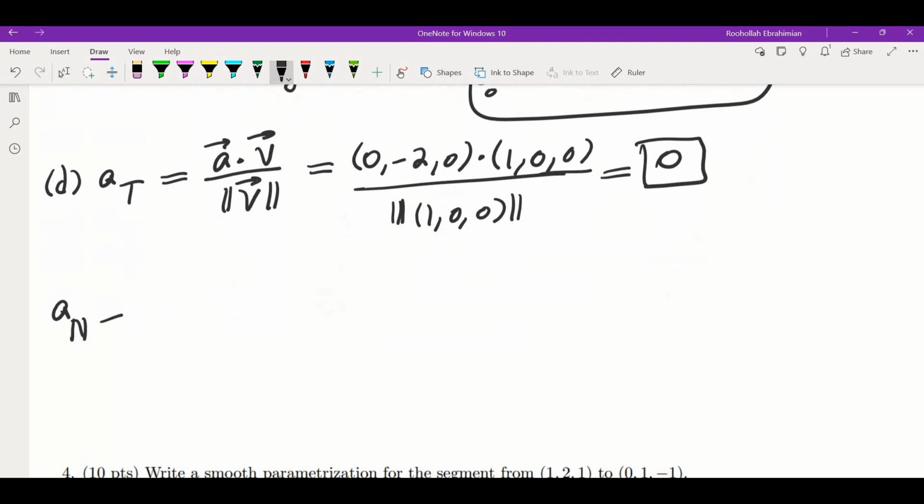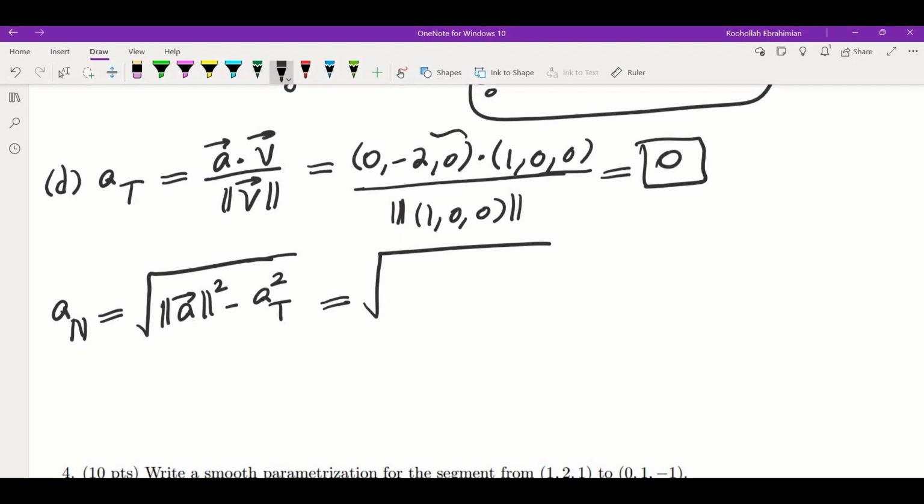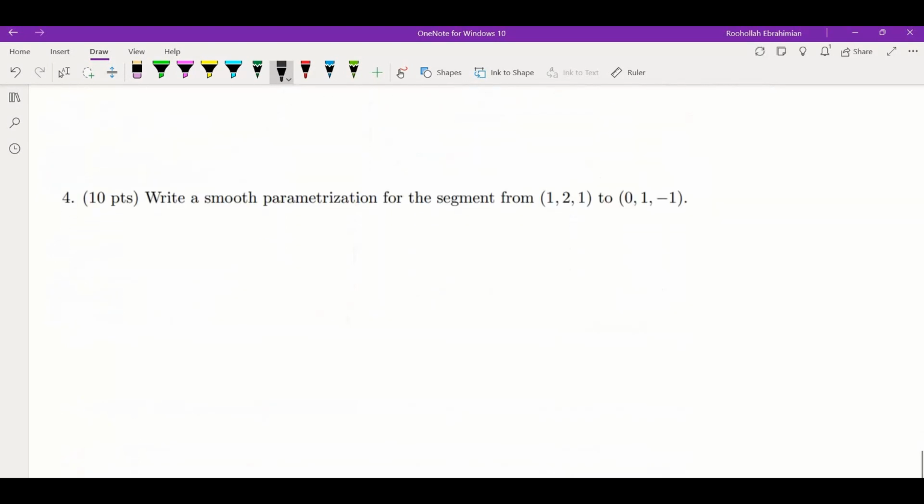The normal component of acceleration is the square root of the magnitude of a squared minus a sub t squared. A is this one, so we'll have to take the magnitude of this squared, that's 4. And then minus a sub t squared, we just found it to be 0, so we get 2. So the normal component of acceleration is in fact 2.